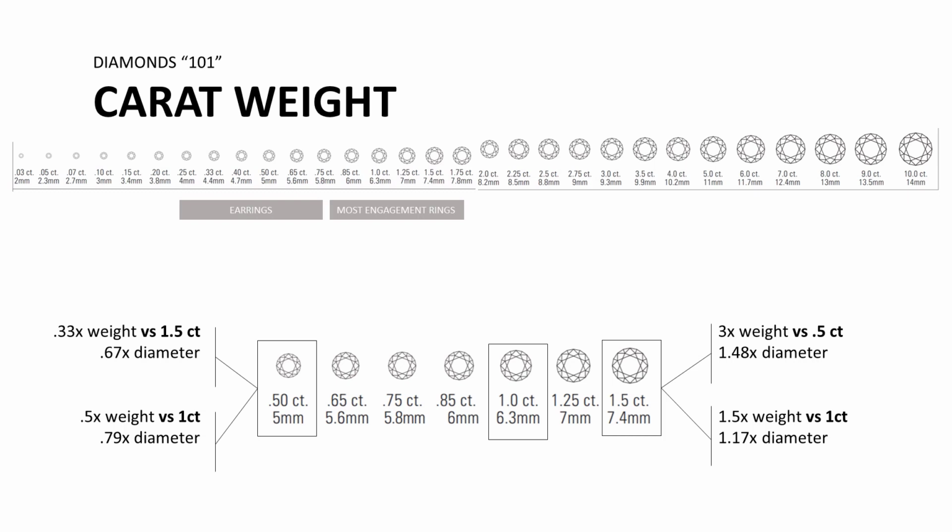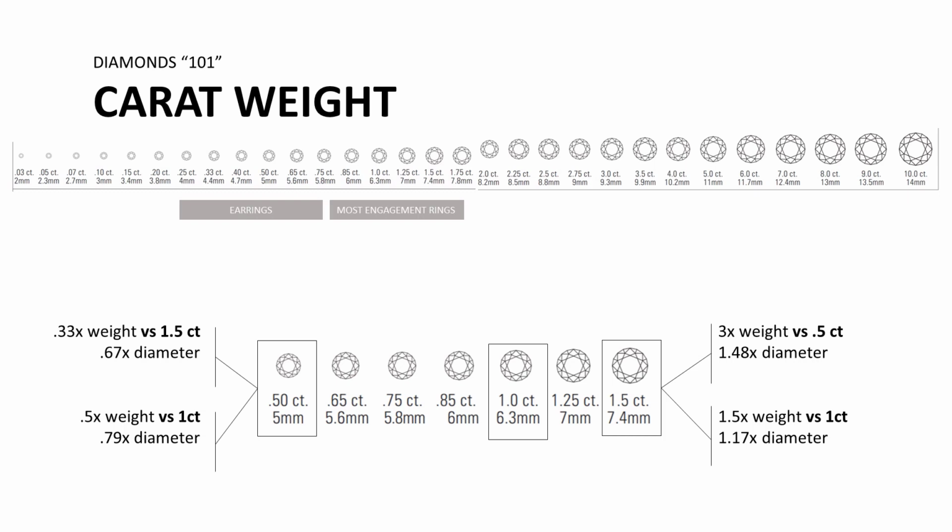Another thing to note is that your eye perceives the size of something like a ring or a gemstone largely in proportion to the diameter or radius of the face. So it's not really in proportion to the volume or the weight that your eye really sees the size.